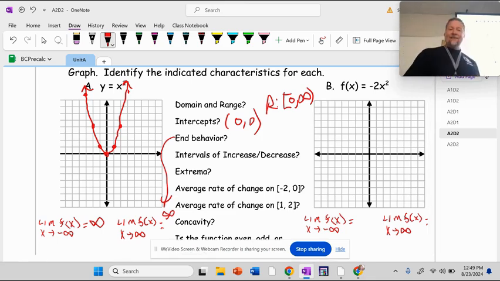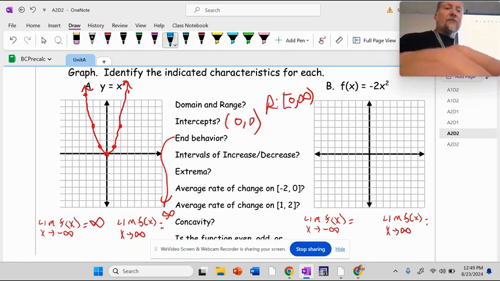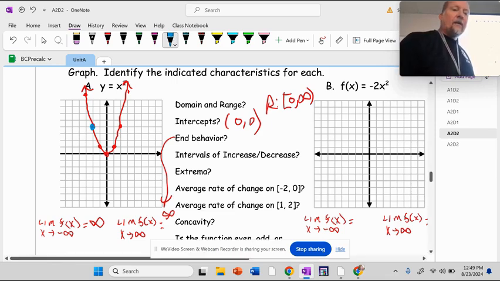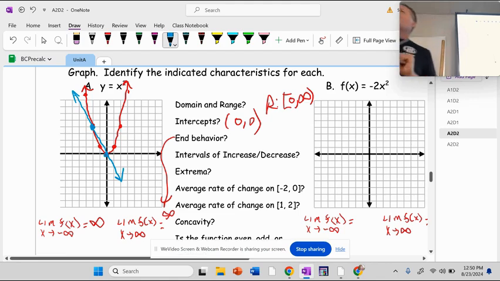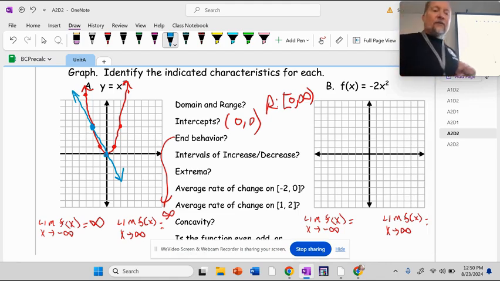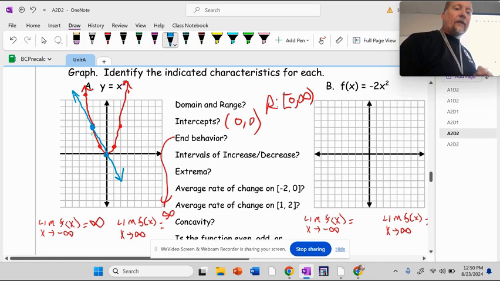All right, intervals of increase and decrease. Decreases from negative infinity to 0 for x, increases 0 to infinity. All right, average rate of change. That's what I'm really concerned about. Here's negative 2, comma. Here is 0, comma. So you're finding the slope of this line. That's what average rate of change is between 2 points on a curve. Well, this is easy. I could just do my counting.